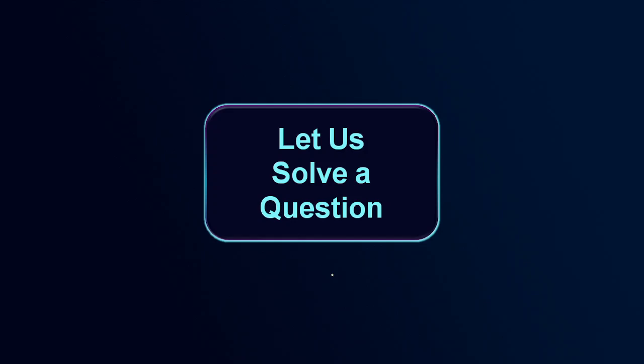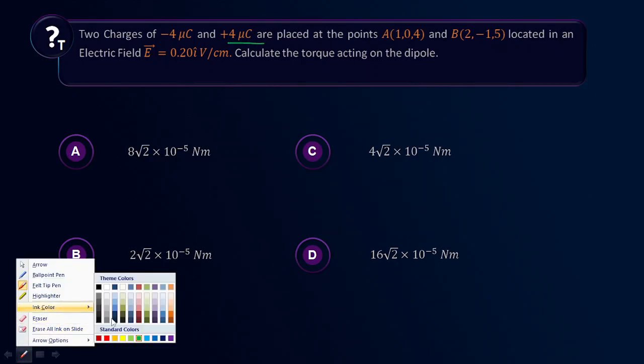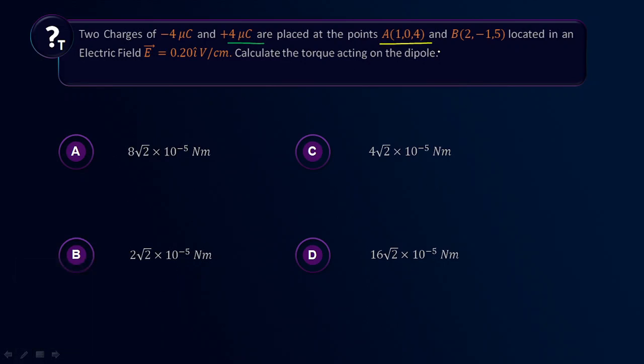Next, let us solve one question. A charge of minus 4 microcoulomb and plus 4 microcoulomb are placed at A, that is (1, 0, 4), and point B, located in an electric field of 0.2 i volt per centimeter. Calculate the torque acting on the dipole.